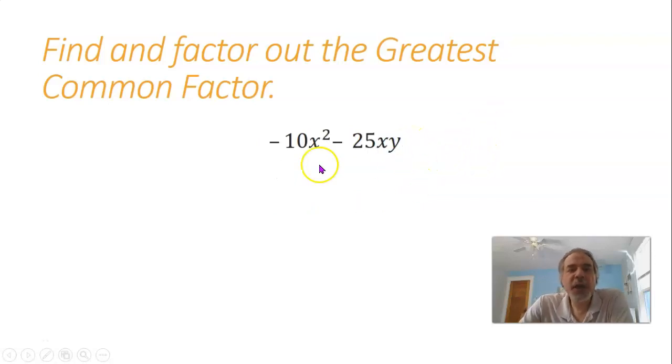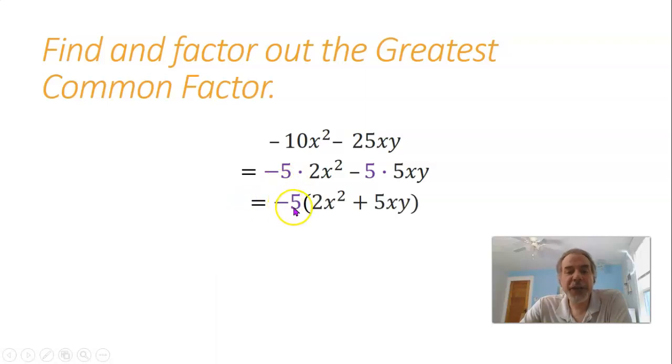Let's try this one. We have minus 10x squared minus 25xy. Okay, these numbers are both divisible by 5. They both have 5 as a common factor. And they are both negative, so I could factor out a negative 5. They're both negative 5 times something. So I could put the negative 5 outside the parentheses, and then it would be 2x squared. And this would be a plus because we pulled out the minus. So it's negative 5 times 2x squared plus 5xy.